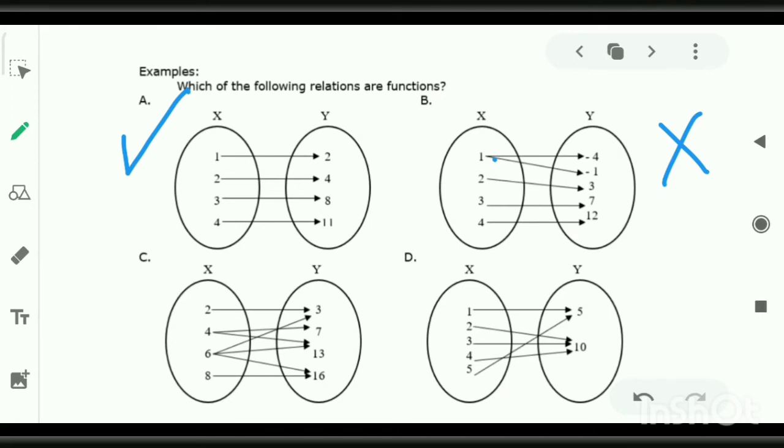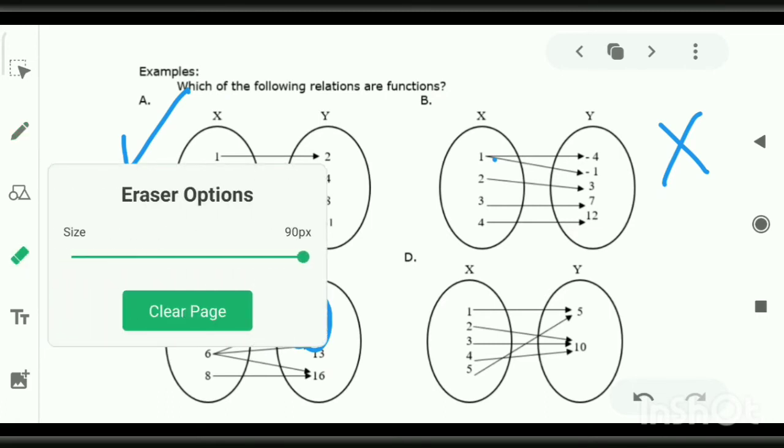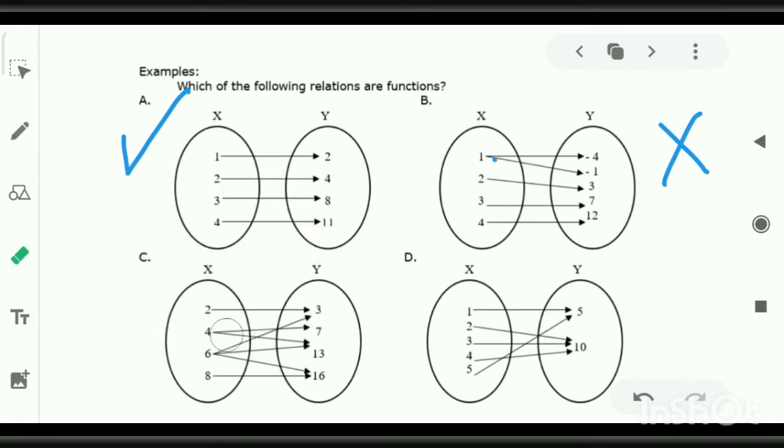Next, let's proceed to letter C. 2 is paired to 3. 4 is paired to 7. 4 is also paired to 13. 6 is paired to 3, 13 and 16. And 8 is paired to 16.